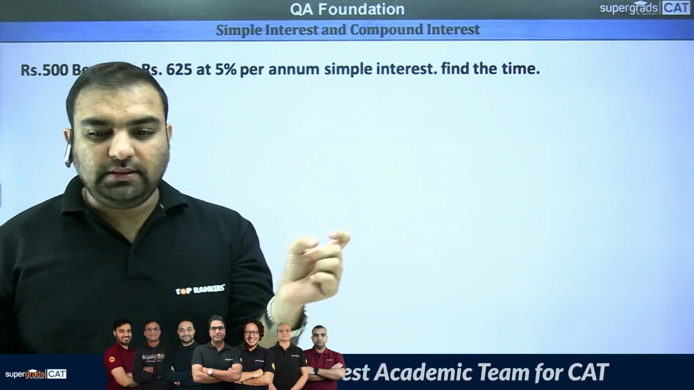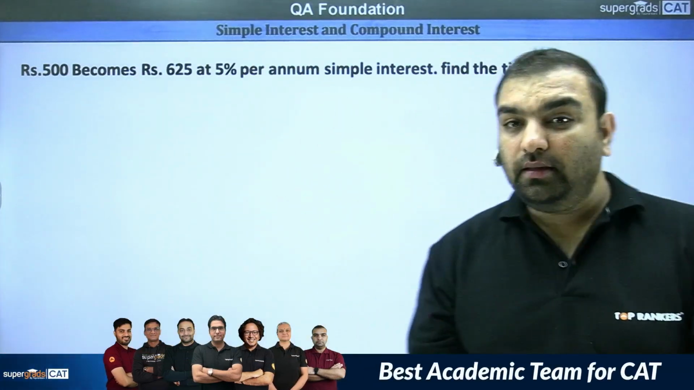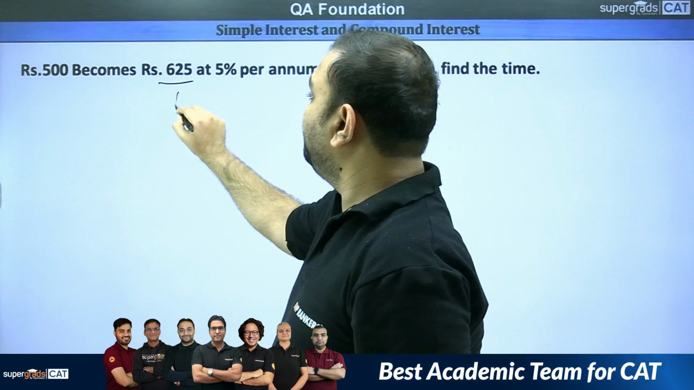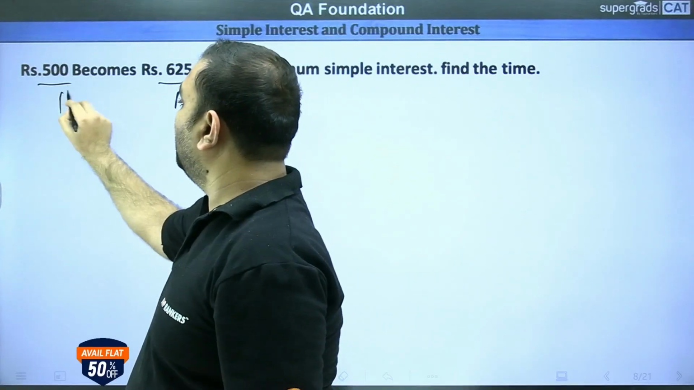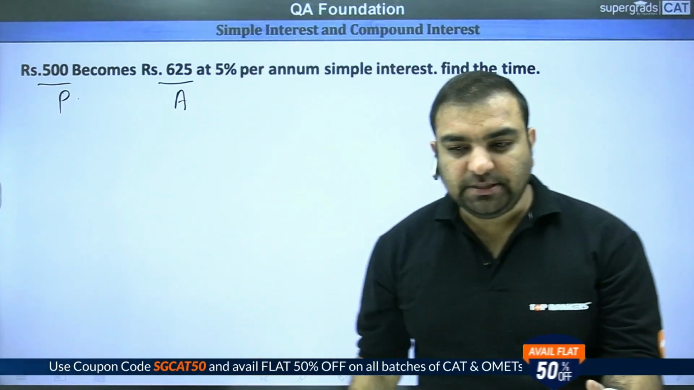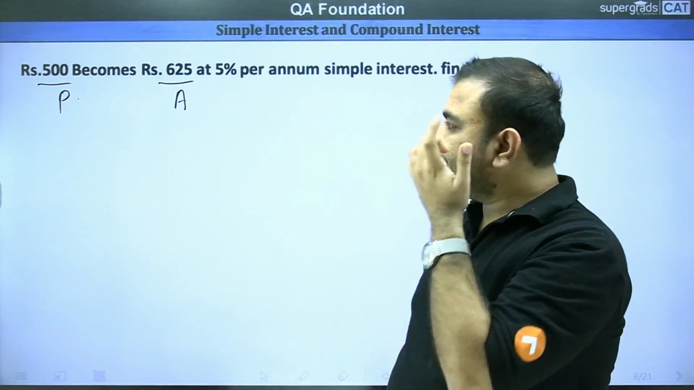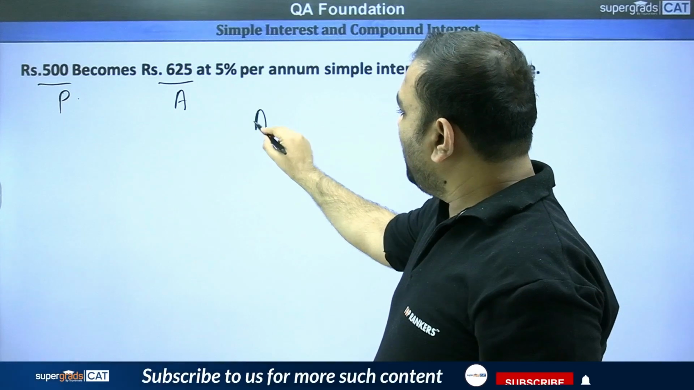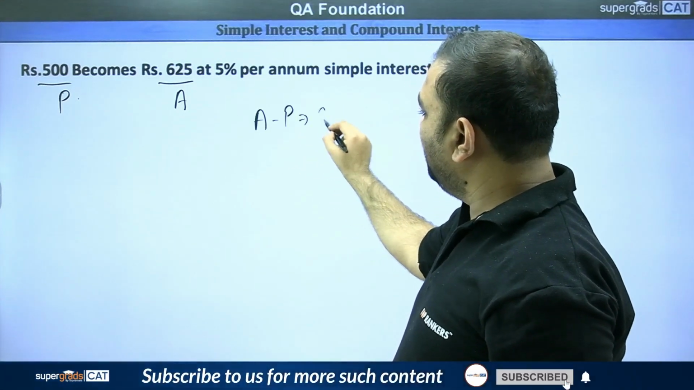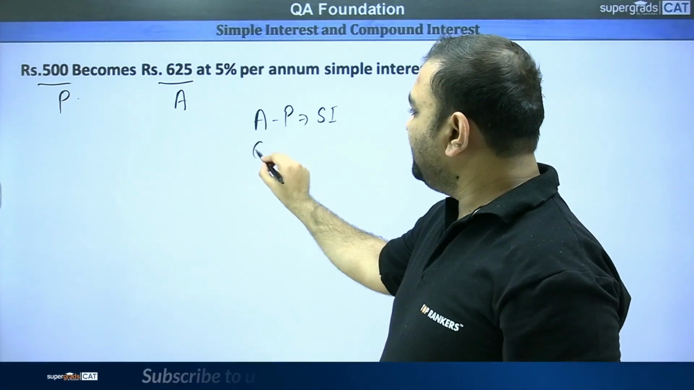500 rupees is becoming 625. Becoming means amount, and this is principal. 500 principal, 625 amount, 5% rate. What is the time? You know, amount minus principal is SI.